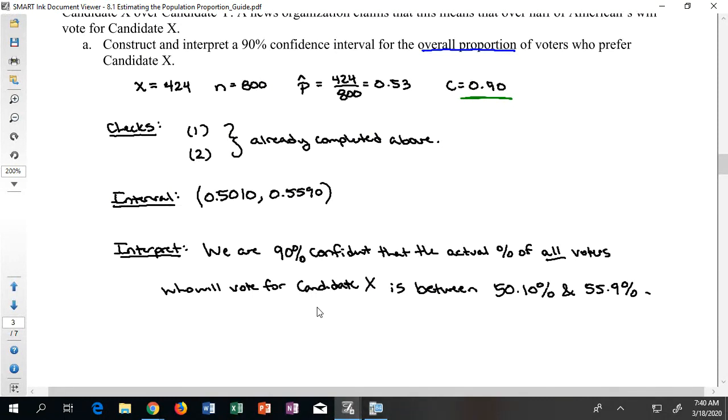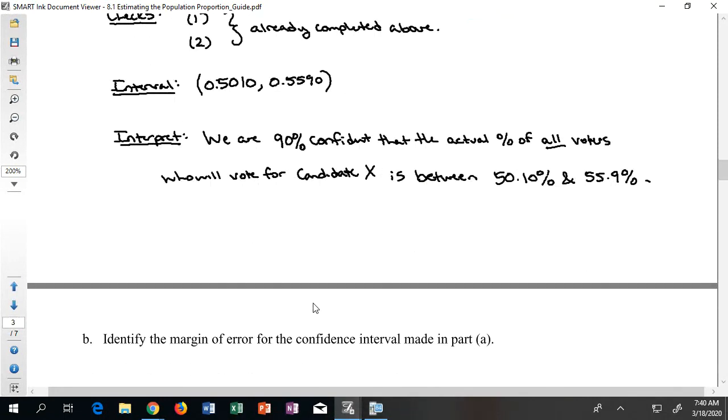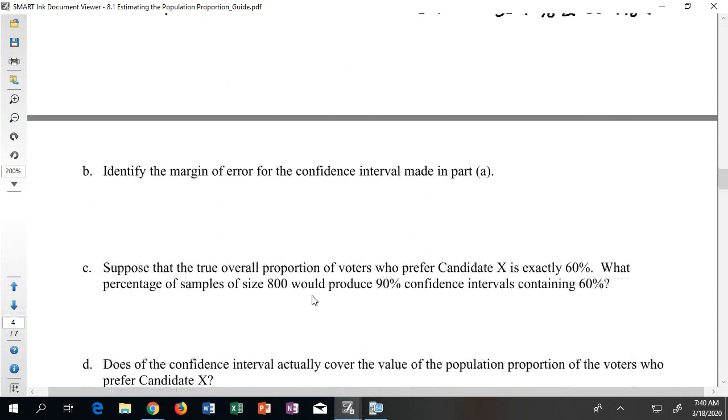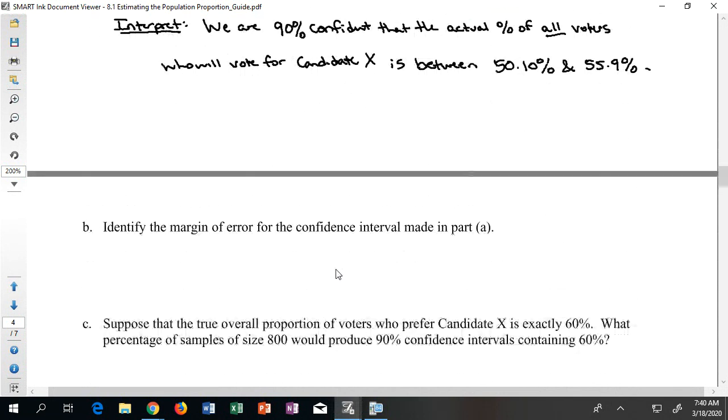All right. If you take a look down at the next page, you'll see that there's a couple other parts that I go ahead and start to talk through here. Some other basic things I should be able to do. Part B, can I identify the margin of error for the confidence interval? Remember, that should actually be super, super easy to compute because if I think about how my interval is made, I know that I had my 2 endpoints, and those were at my 0.5010 and 0.5590. That was the interval that I constructed.